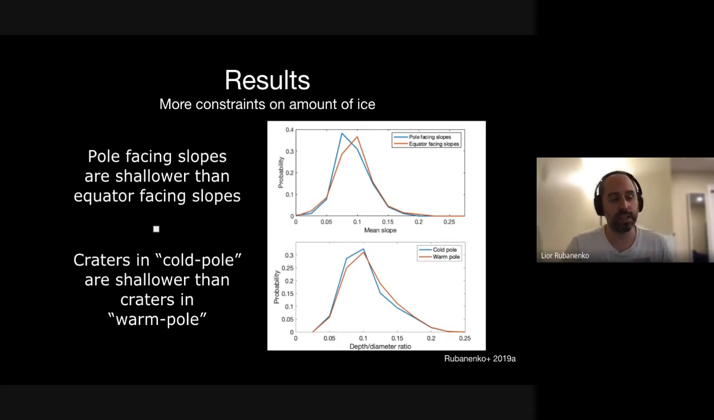Now, Mercury is unique in the sense that it's found in a 3-2 spin-orbit resonance with the sun. So as it goes around the sun, there are areas near its pole referred to as the cold and the warm poles, which are slightly colder and slightly warmer, respectively. And you can also calculate the distribution of depth to diameter in those colder and warmer regions. Again, craters in Mercury's cold pole are slightly shallower than craters in its warm pole, which again indicates that the shallowing is potentially due to some thermal effect, basically volatiles.